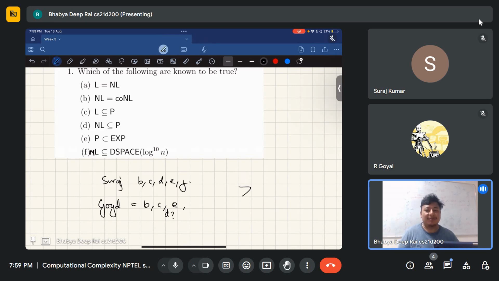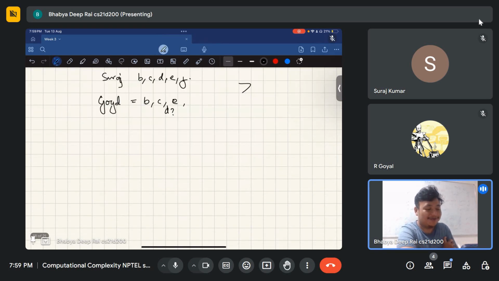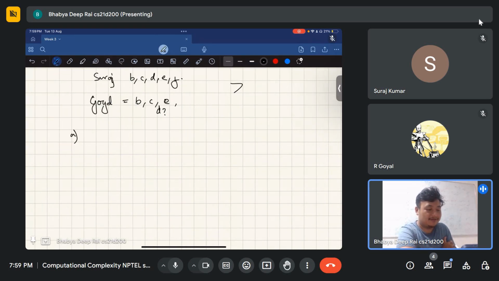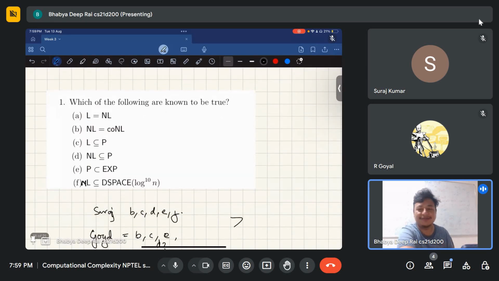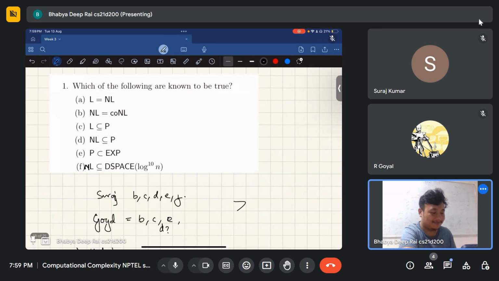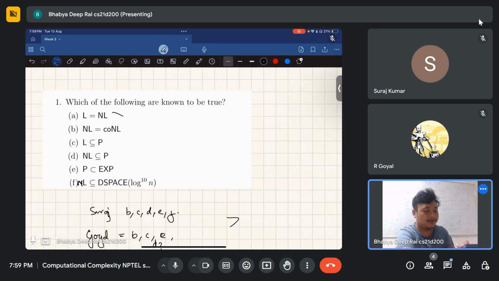Okay. Let's see one by one, quickly. We are about to lose time. So L equals NL. A is clearly not true. Else, we solve this L versus NL question, which is again like the P versus NP question. L equals co-NL is not true.